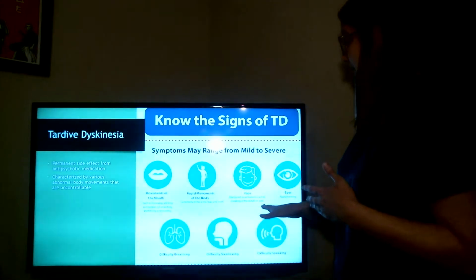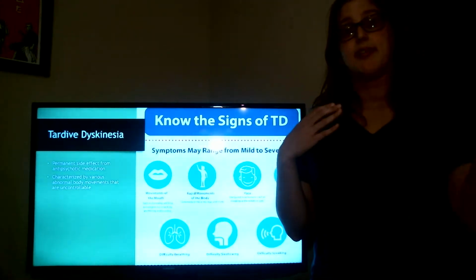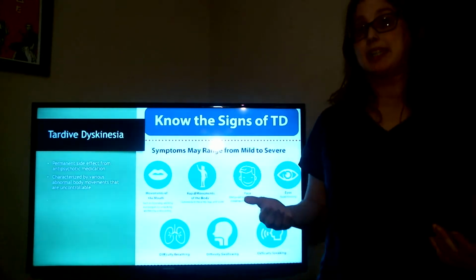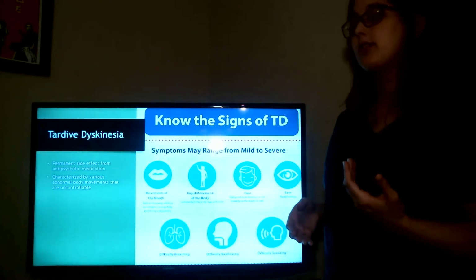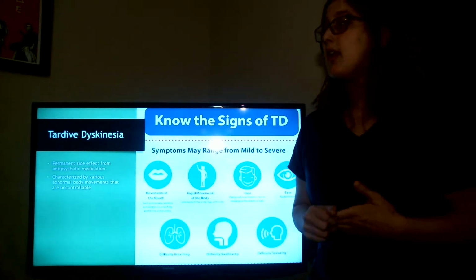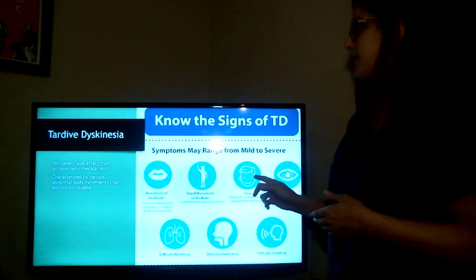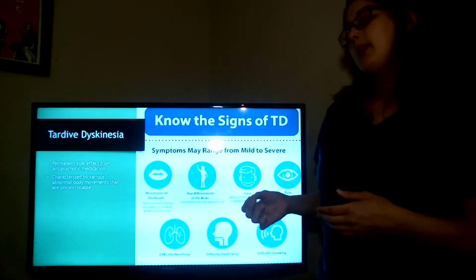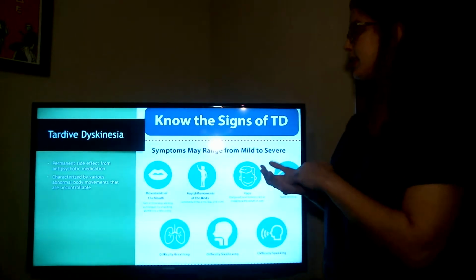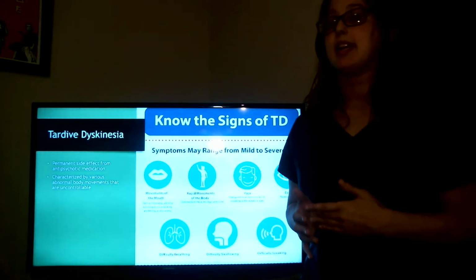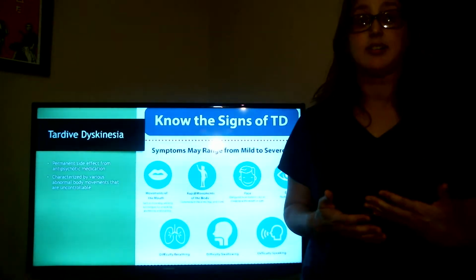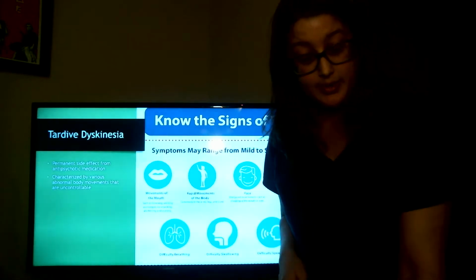And then you have the face that can sometimes have facial drooping or eye drooping. And then the eyes may rapidly blink. For other symptoms, you have difficulty breathing, difficulty swallowing, and difficulty speaking. So it is very important to watch out for this because this is more common with someone who's on older antipsychotics, but it can still happen to anybody, and it's important to watch out for it because it is permanent and it does affect the quality of life of the patient.